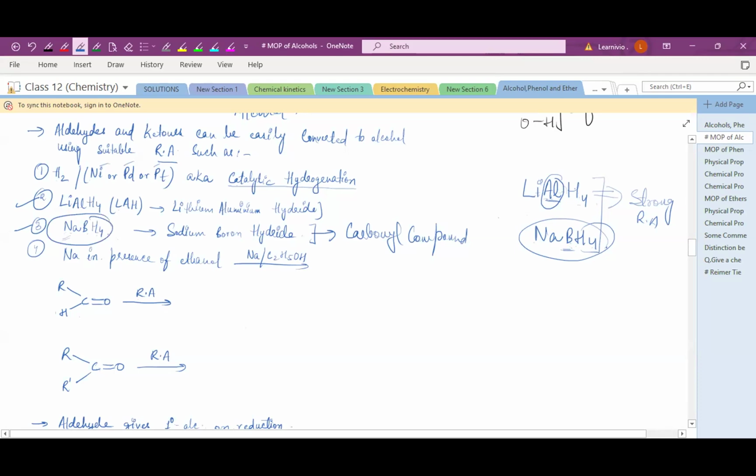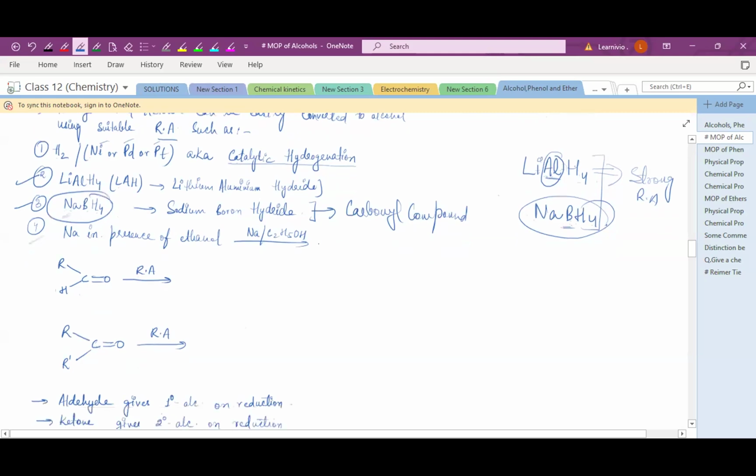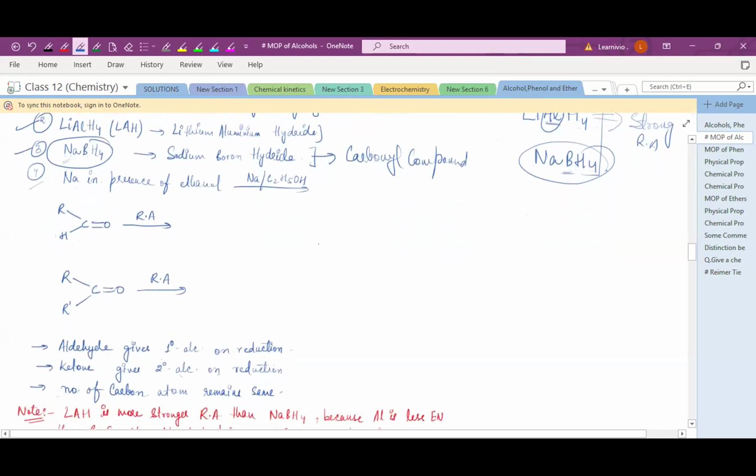It will only reduce carbonyl compounds, okay, ketone or aldehyde. And you can also use sodium in the presence of ethanol. Okay, now let's see different reactions.